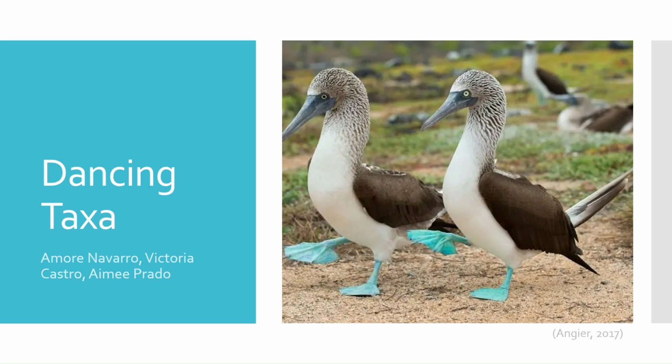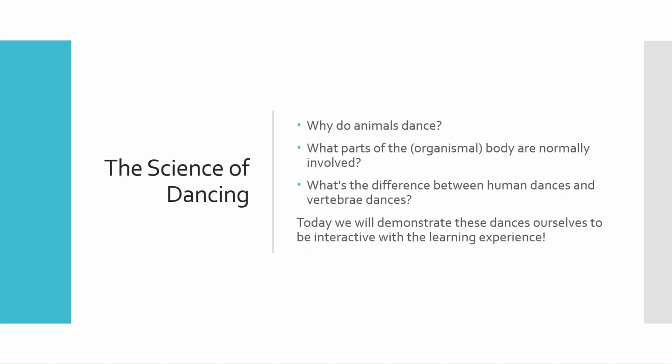Okay, so before we get into our presentation, there are some questions that we're just going to go over briefly. The first one is, why do animals dance? In most species, the males are the ones to initiate courtship. The dancing allows the male to present his traits and abilities to the female. Some species do it to intimidate or distract others, and some do it to send warning signs.